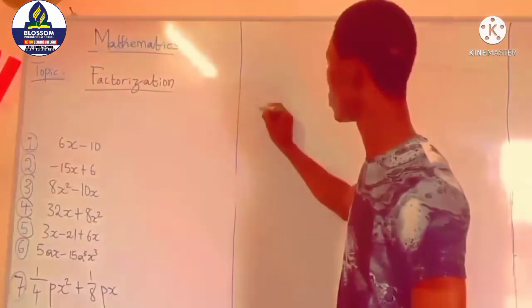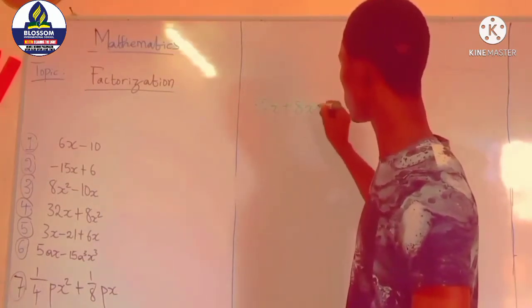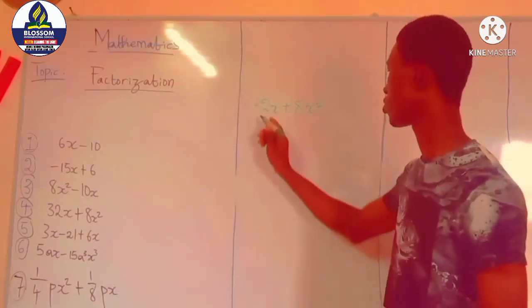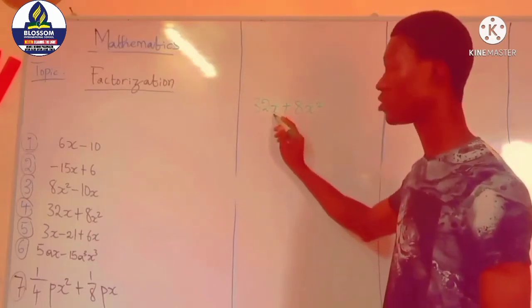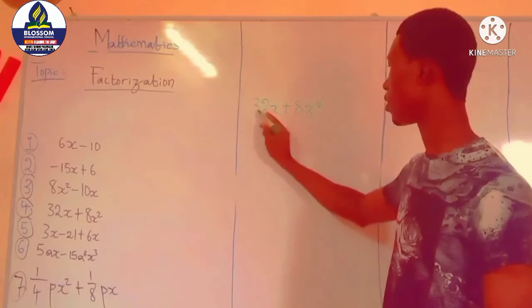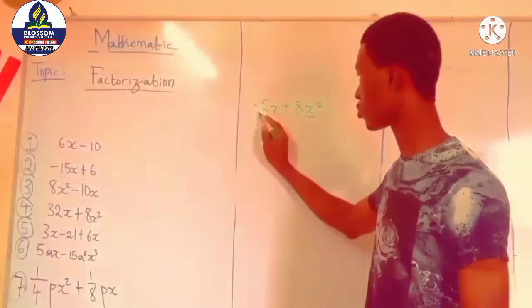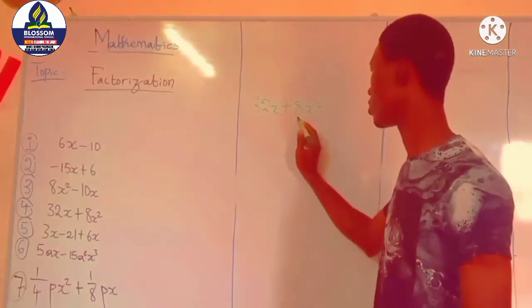So now we have 32x plus 8x squared. So what is common here is also common here. From the look of things, x is common here already, x also is common here. Now what is common in x squared is also common with 8. We know for sure 4 is common here, and we know that 4 is common here.